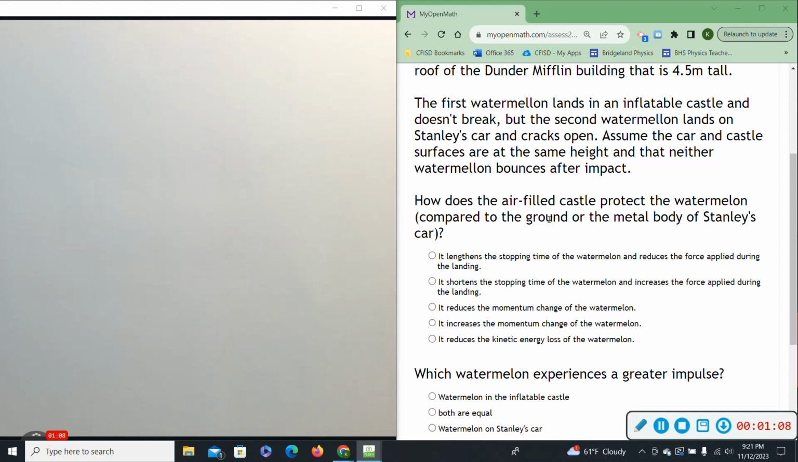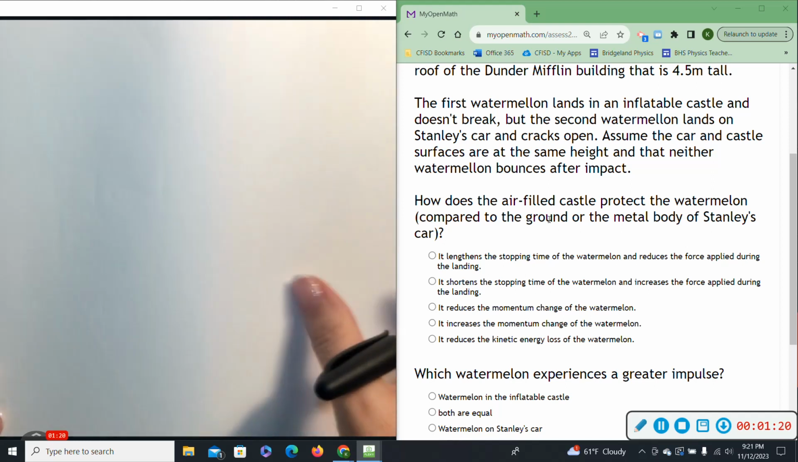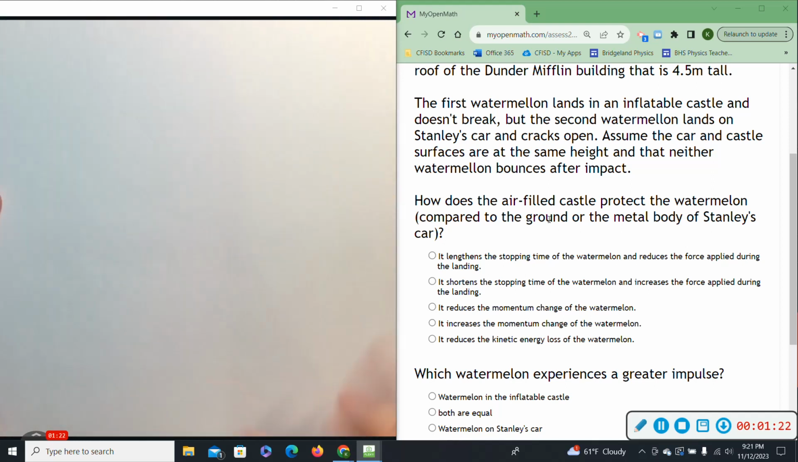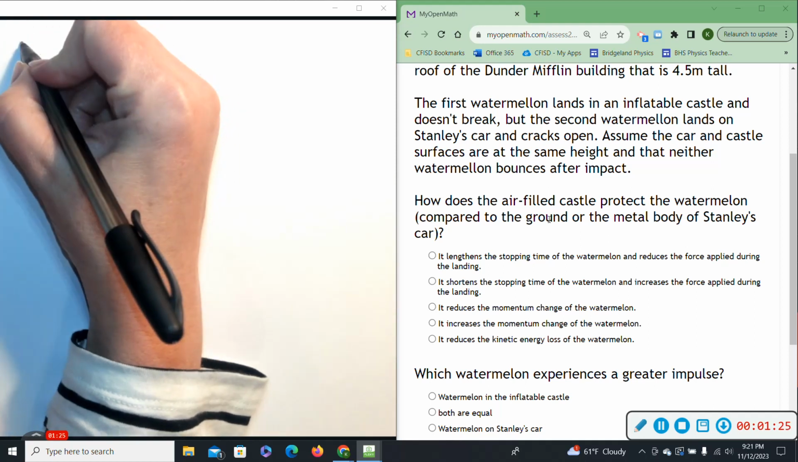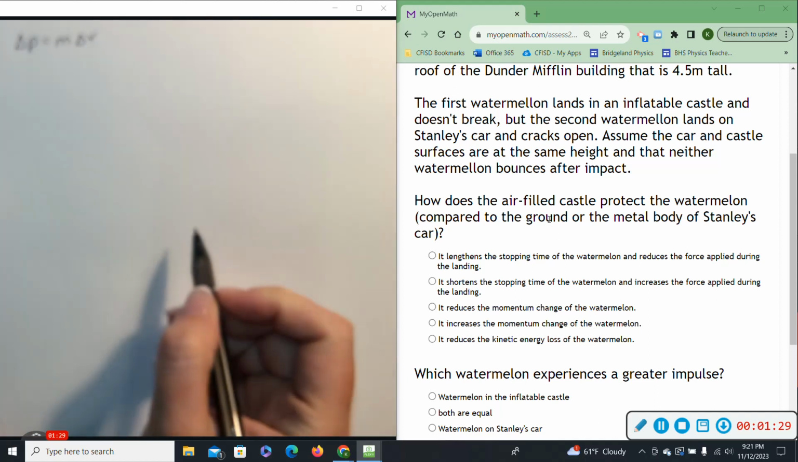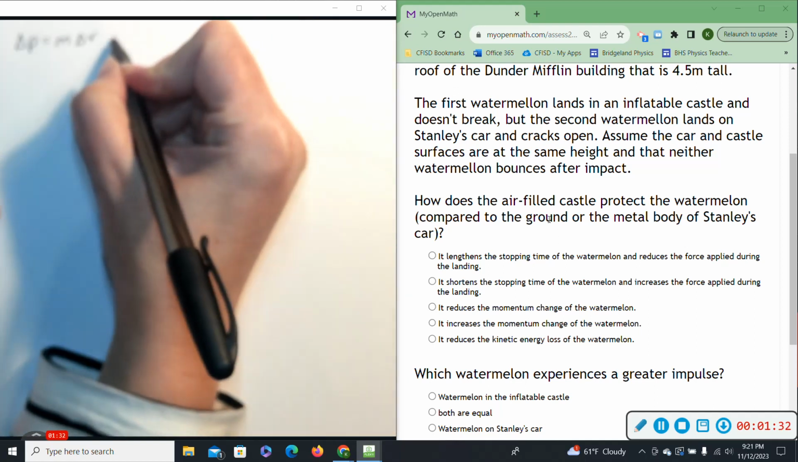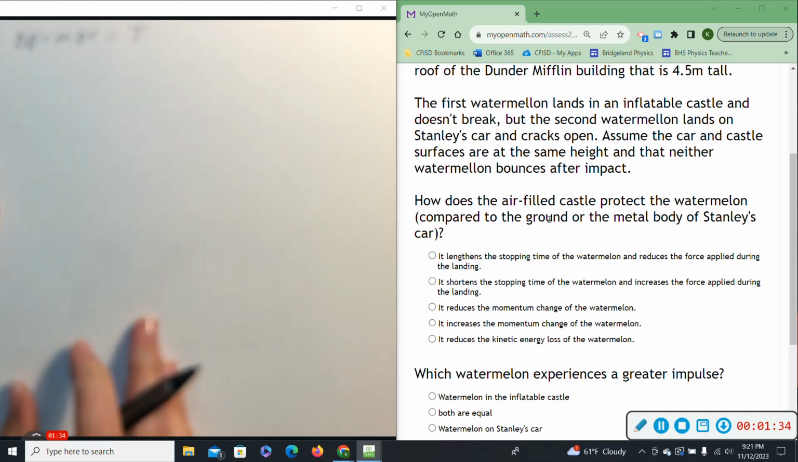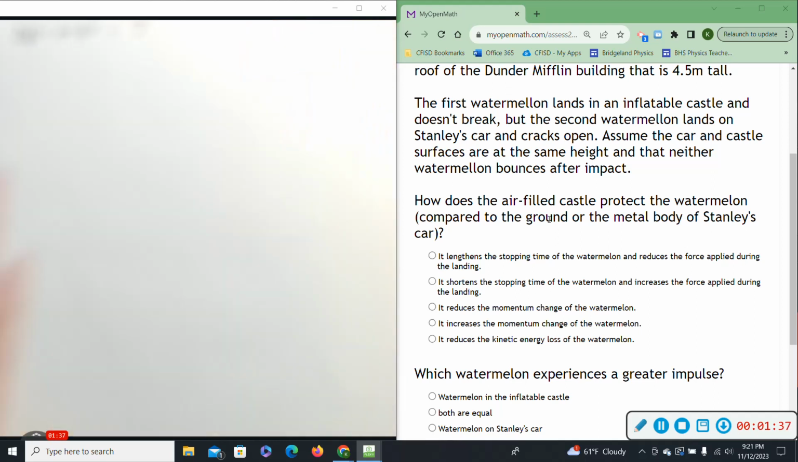If they are dropped from the same height, they would have the same change in velocity because they would accelerate from that height until the point of contact. With the same mass and the same change in velocity, these two watermelons are also going to have the same change in momentum, because change in momentum is mass times change in velocity, which also means they have the same impulse. So it's not the impulse that is being affected here. Rather, it is the time.